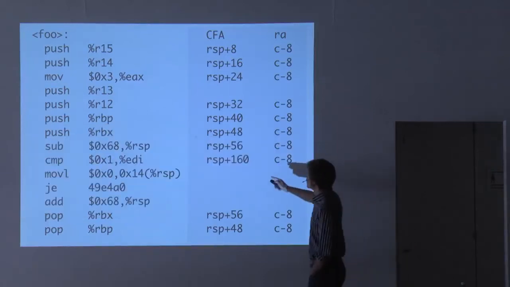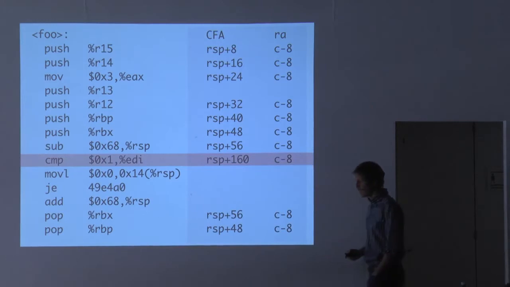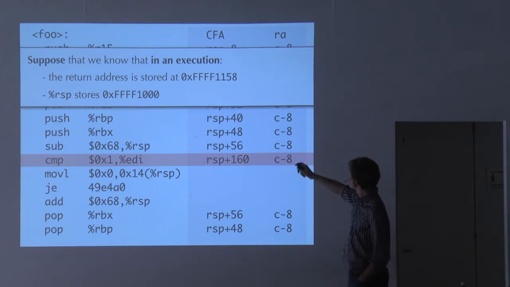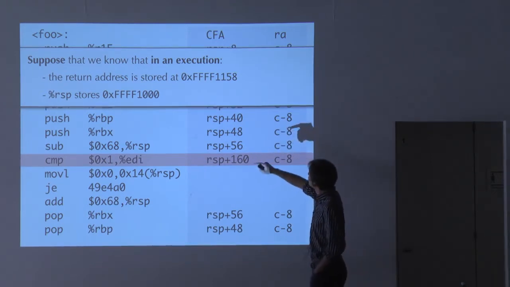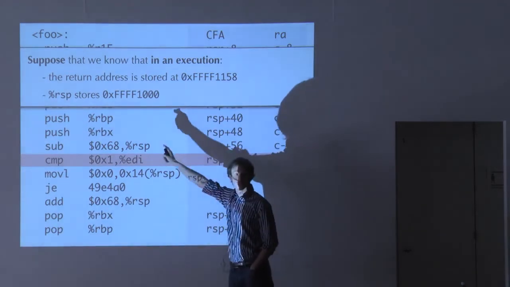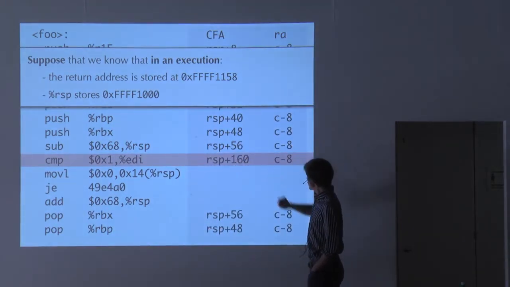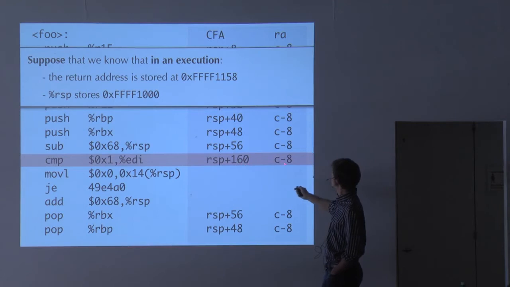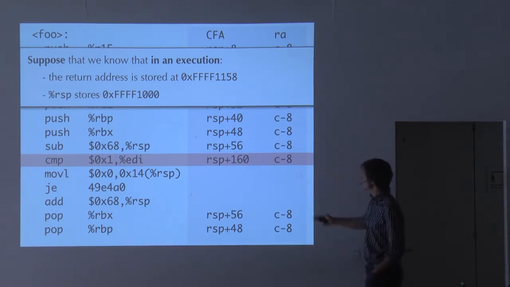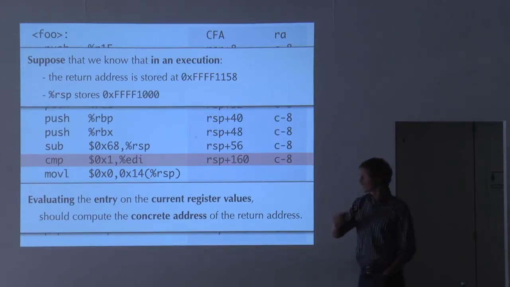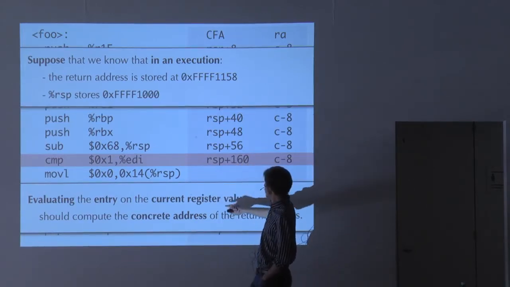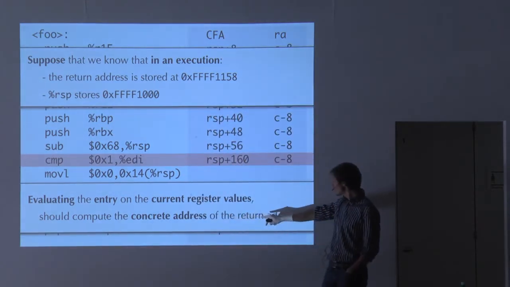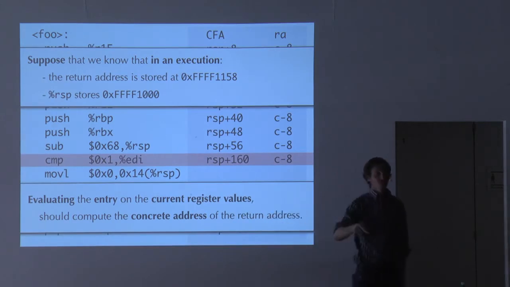Let's take one random line of our program, like this one. And suppose that we know that in an execution, the return address is stored somewhere, 1158, and the stack pointer points somewhere. We can take this expression, and we can do the math. We can take the stack pointer, do plus 160 minus 8, and guess what? We get exactly this value. Okay? So the remark is that if we evaluate the entry of this table on the current register values, the value for RSP, then we should compute the concrete address of where the return address has been stored.